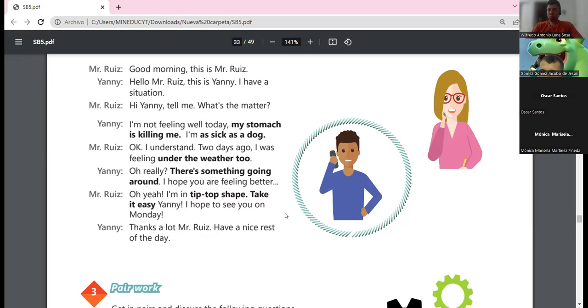Bueno, o sea, it's killing me, eso quiere decir me está matando. Pero eso no es lo que quieren decir las palabras exactas, porque un estómago no mata. ¿Ya me entendió en qué forma no es literal? Pero sí, eso se usa cuando algo malo le pasa a algo. En este caso sería el estómago. Más que todo se usa para una parte del cuerpo que ya no aguanta porque le duele.